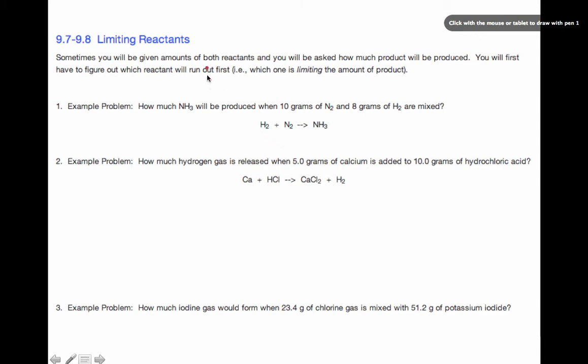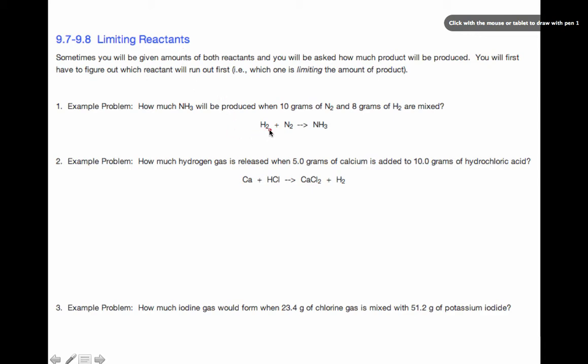Okay, limiting reactants, we are given amounts of both starting materials, and so we aren't sure which one to use to figure out how much product we'll get. It's unlikely that we'd have exactly the right amounts of both reactants. One of them will be abundant and one of them will be in short supply, and this will dictate how much product we get. So we have to first figure out which one is the limiting reactant.